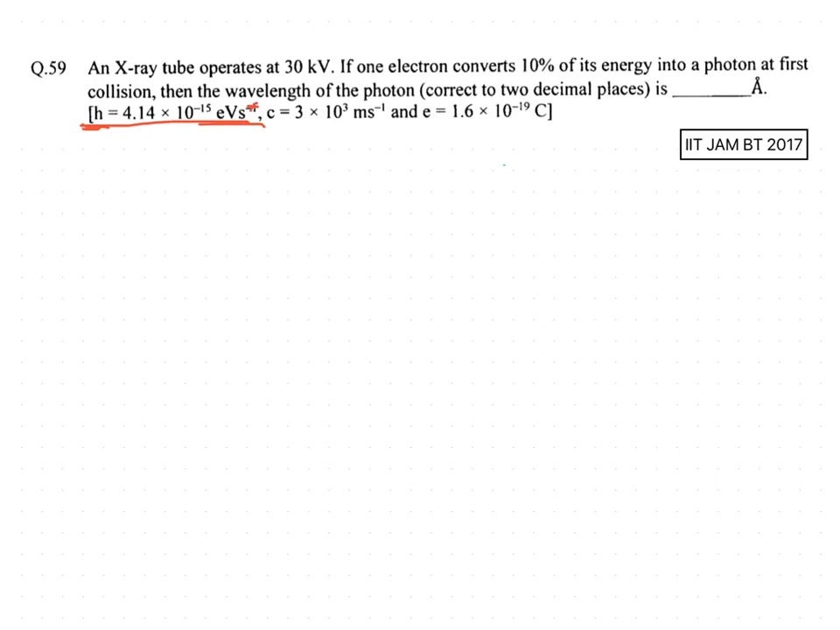In the value of c, it is given as 3 into 10 to the power 3 meter per second, but we know that the value of c, the velocity of light in vacuum, is equal to 3 into 10 to the power 8 meter per second. It is not 3 into 10 to the power 3. So now let's solve this problem.